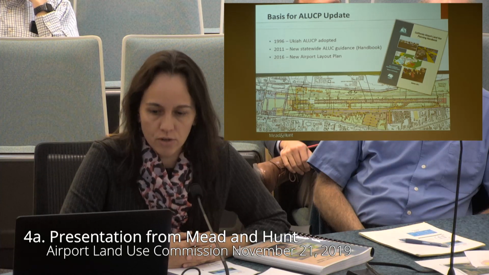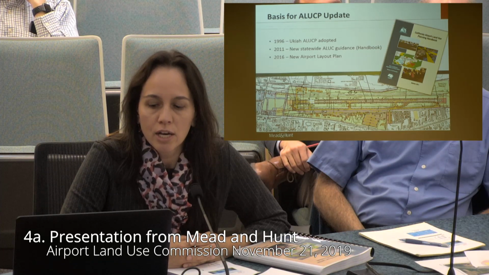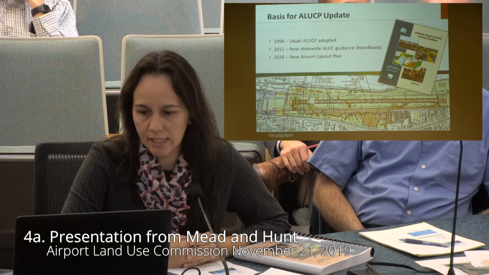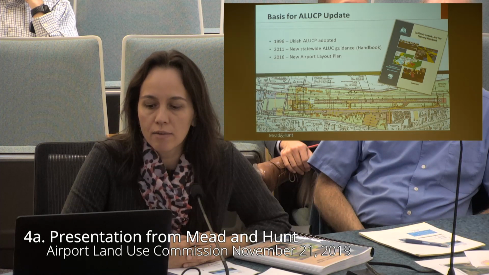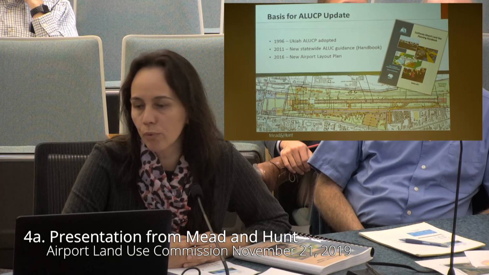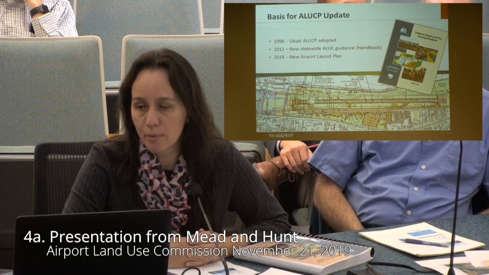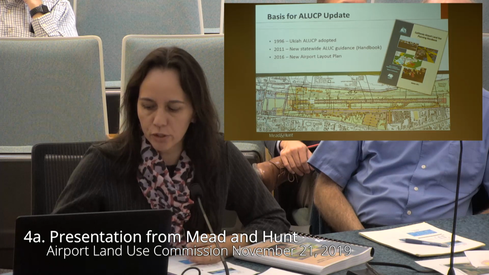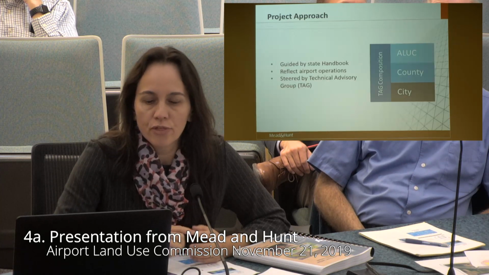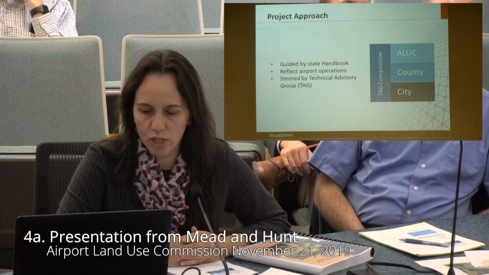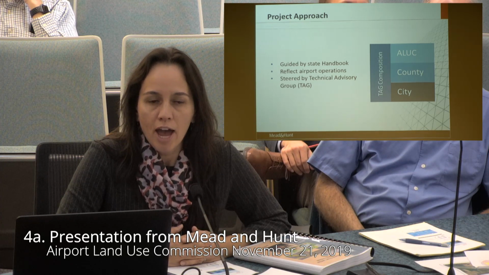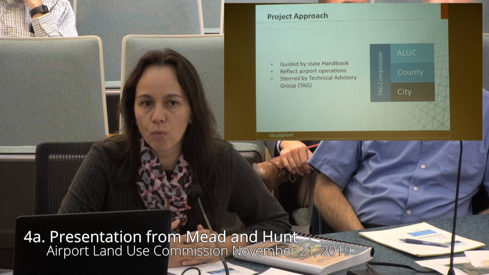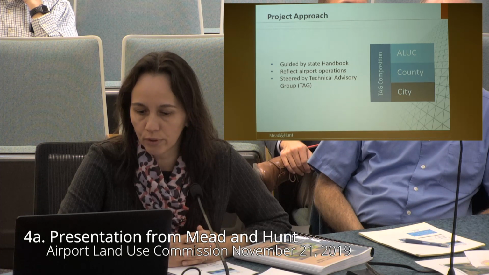The project is also intended to reflect the new airport layout plan that the city adopted in 2016. Some of the proposals in the airport layout plan are not reflected in the 1996 compatibility plan. So it's important for us to update the compatibility plan to reflect both the handbook and the new airport layout plan. The approach that we are taking with this project is to have the new airport land use compatibility plan be consistent with the guidance provided in the state handbook.